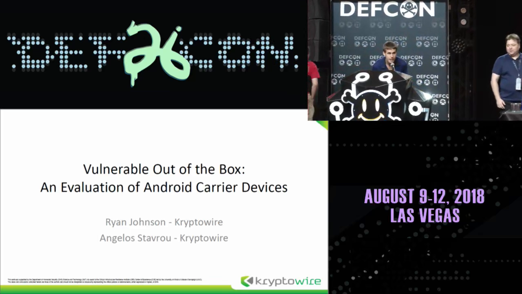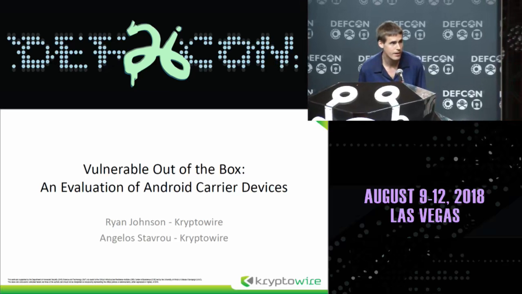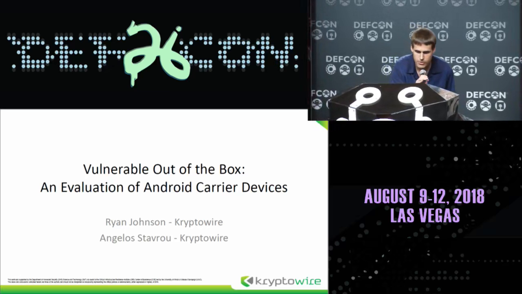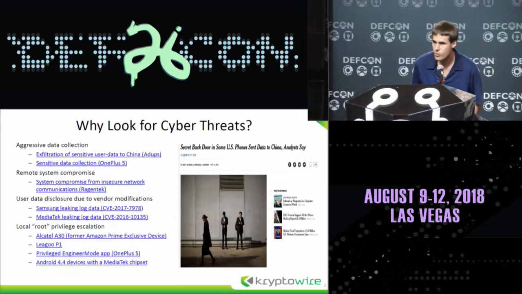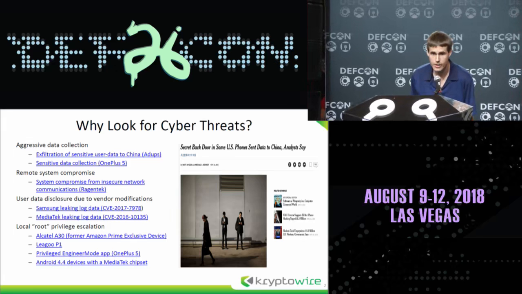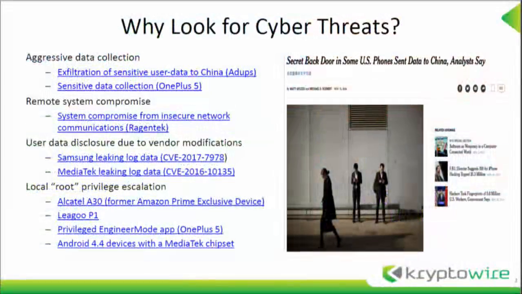All right, first I'd like to thank everyone for coming. My name's Ryan Johnson. I'm from CryptoWire, and I collaborated with Angelo Stavrou for this research. So why are we doing what we're doing? The short answer is to be proactive, look for vulnerabilities, and responsibly disclose them to minimize any impact to the end user. So there are some recent examples for Android.